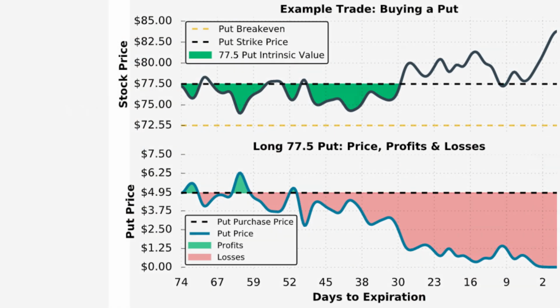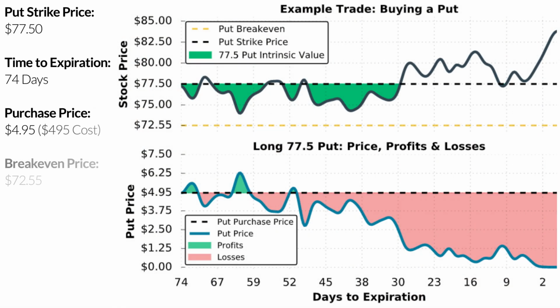Up next, we're going to look at some historical put option trade examples so you can see exactly how those trades performed and made or lost money based on changes in the stock price and as time was passing. In this example, a put option with a strike price of $77.50 and 74 days to expiration is purchased for $4.95. The maximum loss potential of this position is therefore $495, since a $4.95 option actually costs $495 per contract due to the option contract multiplier of 100.